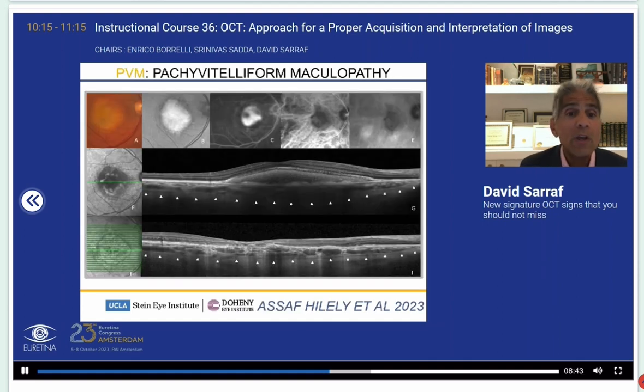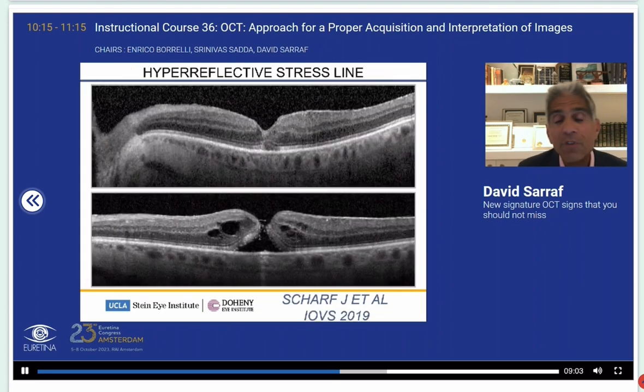So when you see an older patient come in with a vitelliform lesion, look at the choroid and consider pachyvitelliform maculopathy as the etiology. There's not always a sinister etiology such as paraneoplastic disease. The more common cause is pachychoroid, and because it's a sign of RPE impairment, RPE atrophy develops in about 50% of these cases.